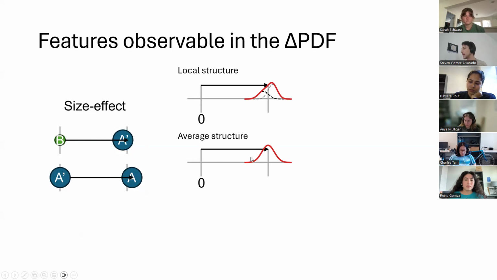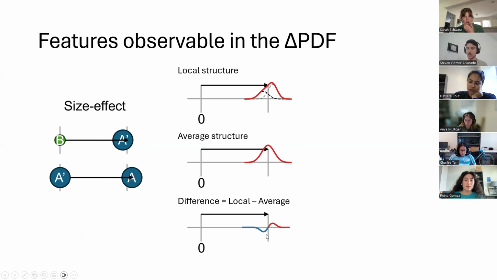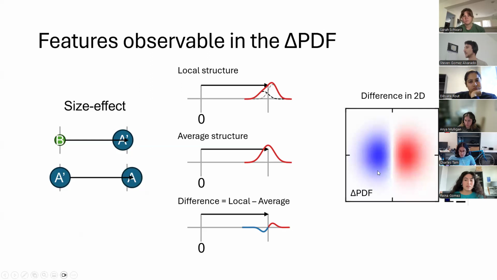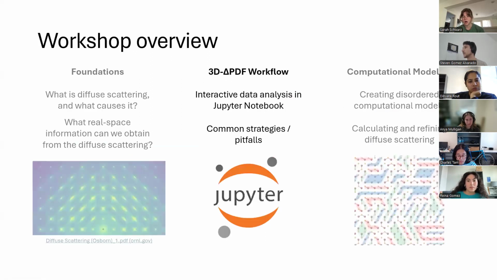Okay. And the average structure still looks like this nice, average position. And so when you subtract these two, you get a dumbbell shape. Or not a dumbbell shape, a dipole shape. And in 2 dimensions, what that looks like is this dipole right here. Okay, cool. So this example is what we're going to work with in the interactive section that we'll go into next.